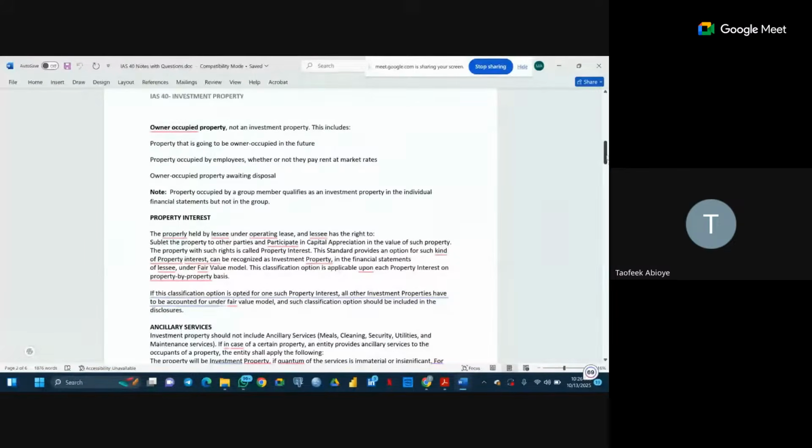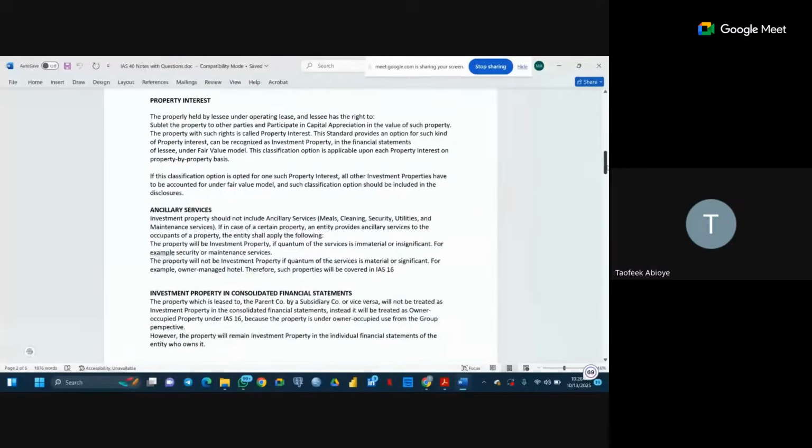So I explained auxiliary service. Auxiliary service is a situation whereby investment property should not include auxiliary service.